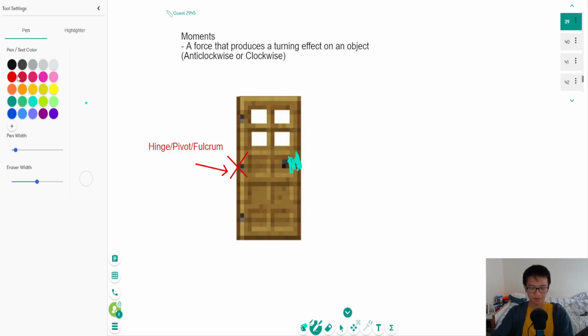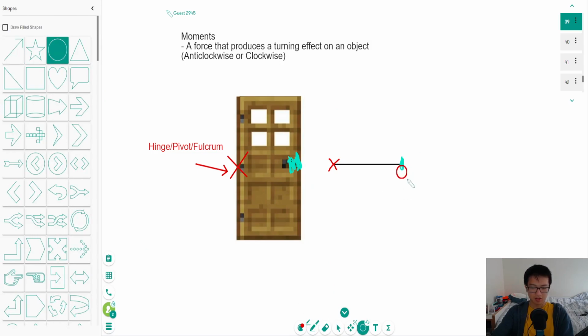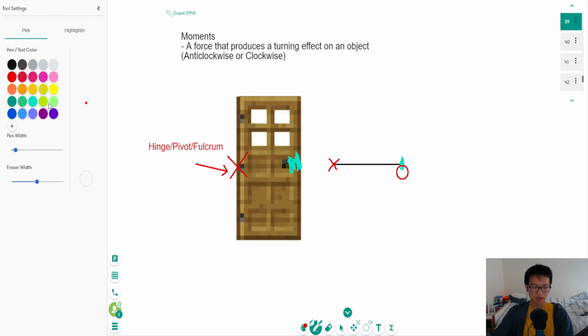So let's incorporate a bit of maths into this now. For this, I'm going to draw a top-down perspective of you opening the door. So let's say that the black line is the top-down perspective of the door, and let's say that this is your hand trying to push open the door this way.